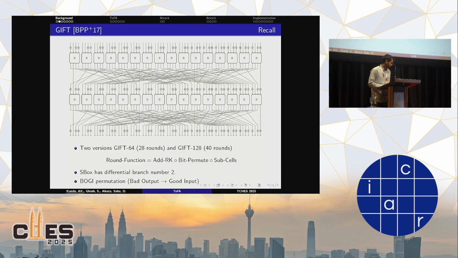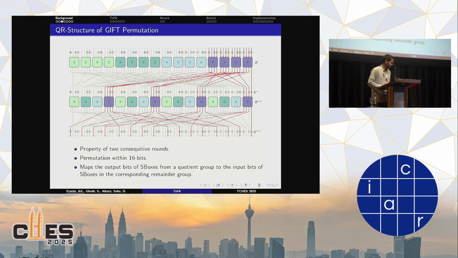Background. GIFT is an SPN-based structure, substitution permutation network based. It has two versions, GIFT-64 and GIFT-128. GIFT-64 has 28 rounds and GIFT-128 has 40 rounds. Both have an S-box, a permutation layer, and add round key in the round function. The GIFT S-box has differential branch number 2, and it has a bogus permutation, which is basically bad output goes to good input. It's a 16-bit to 16-bit permutation.